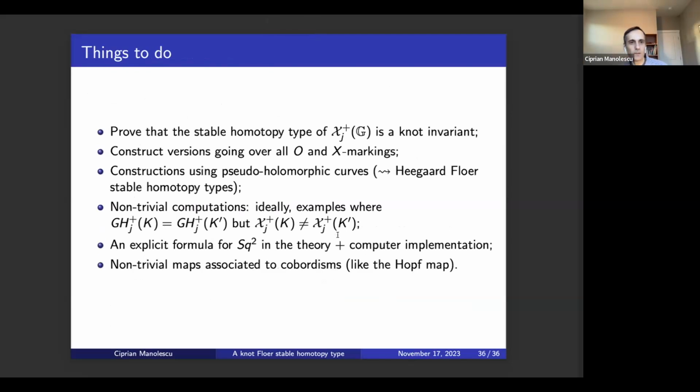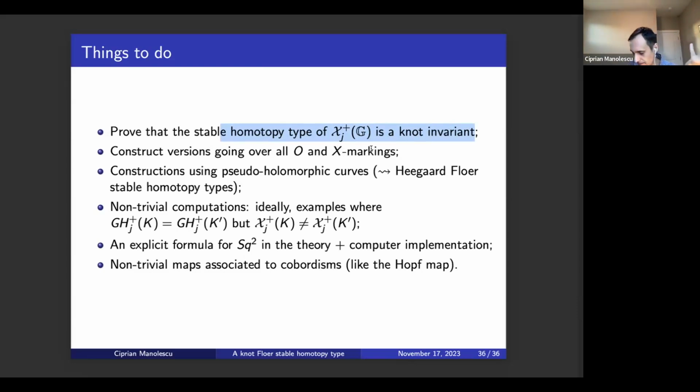Okay, so I'm almost out of time, so let me just finish with things that are left to do. I mean, what we'd like to do in the future. So again, we're working on proving that the stable homotopy type is an invariant. For it to be good for something, it better be an invariant. Everything we did was about versions that avoided one X marking. So if you go over the last marking, then the complex doesn't have such simple homology.